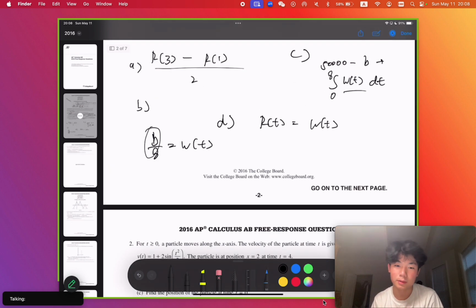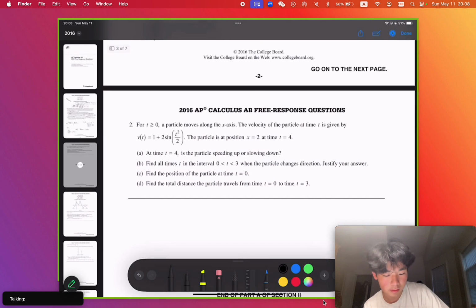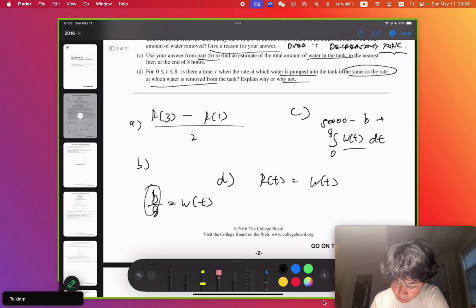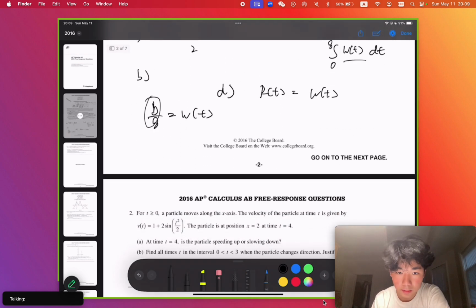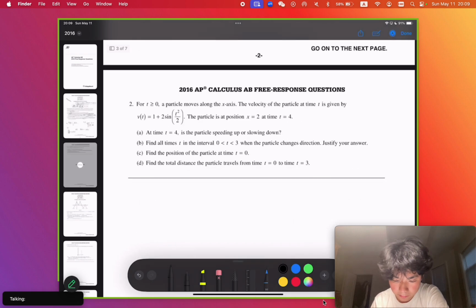Okay, I'll check my answer later and see if this works. If this works, then yes. If it doesn't, then no. That will be my answer.